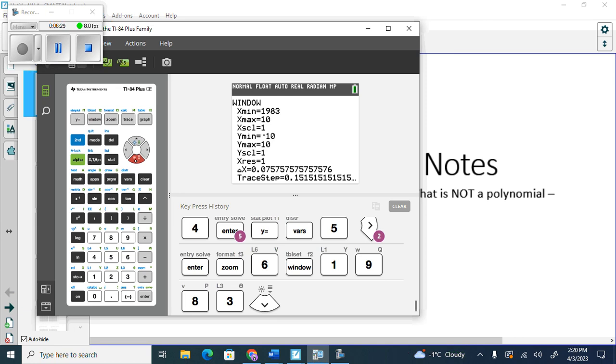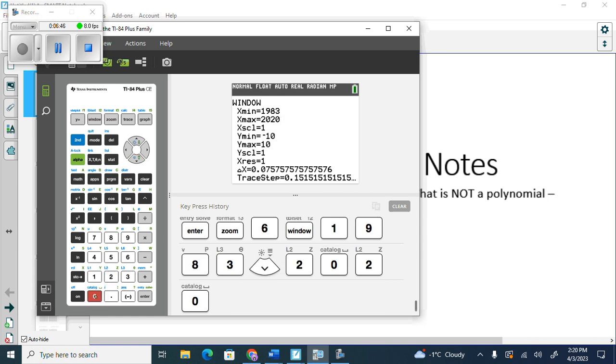All right, X max. So we're at 2009. What's bigger than that? 2010. Okay, what's a bit bigger than that? We'll go 2020. The X scale you can change. It's just the number of ticks. So if I press graph, right now I have from 1983 to 2020.